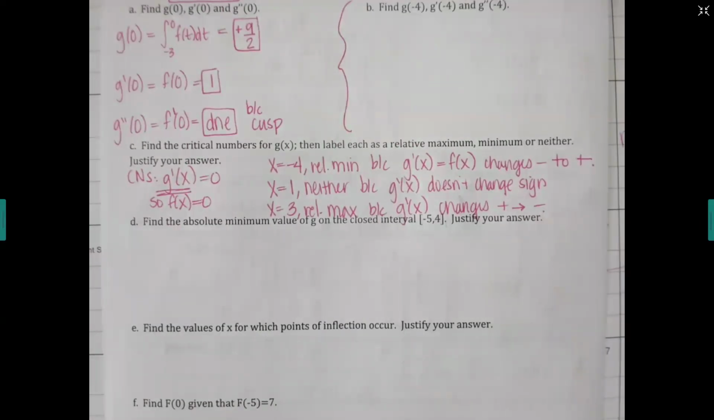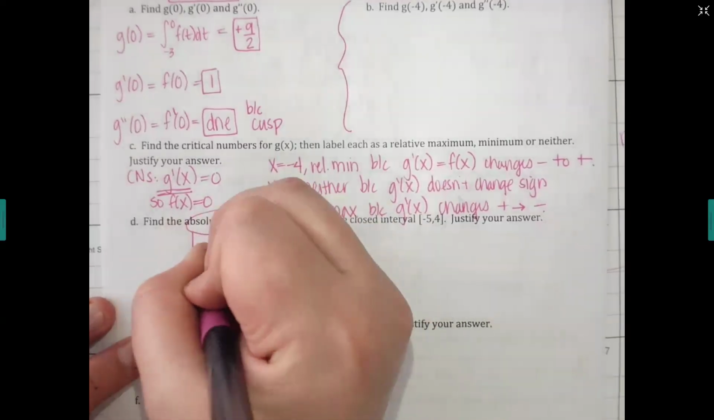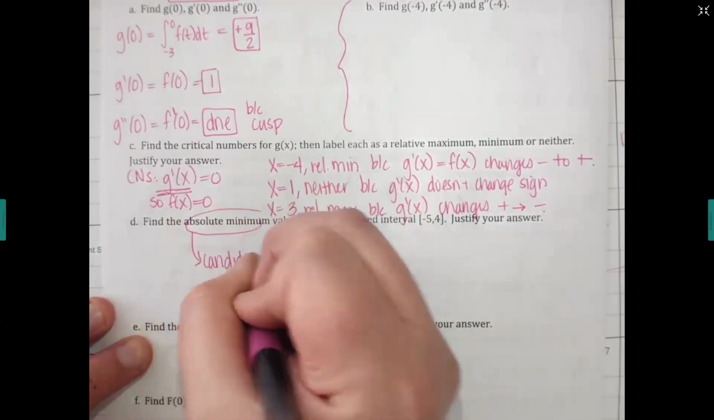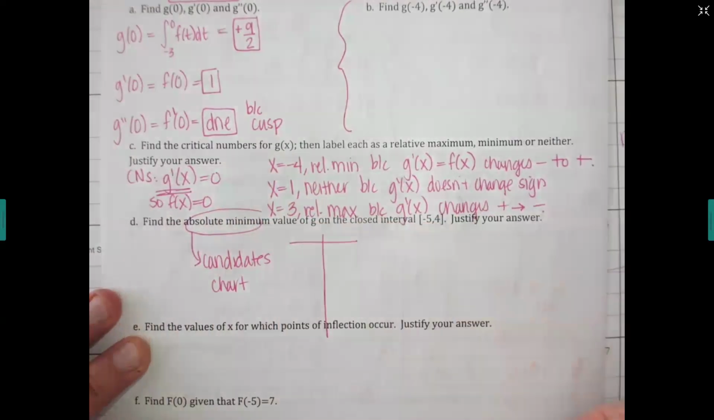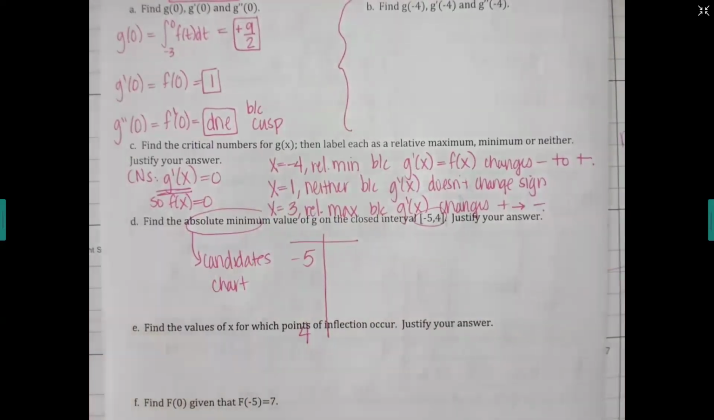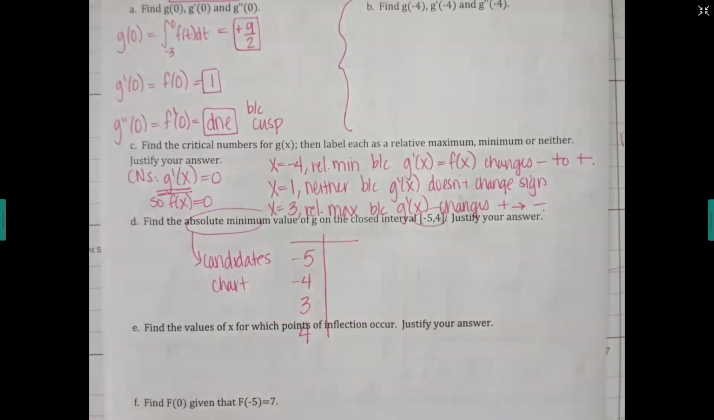All right. Then from there to do your absolute minimum. Remember, for absolute, you need a candidates chart. What numbers would go in the candidates chart? Okay, -5 and 4, those are my endpoints, and then any relative mins or maxes that are not neithers. So what other two numbers should I include? -4 and 3.